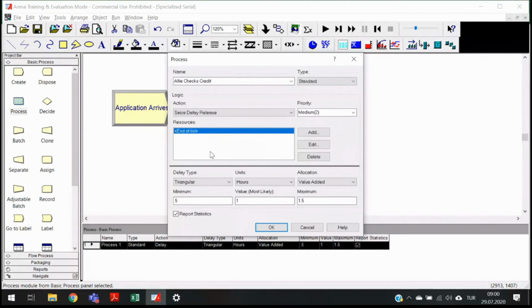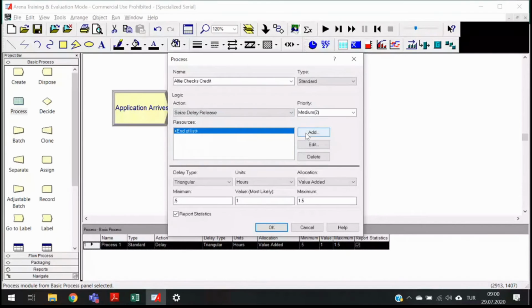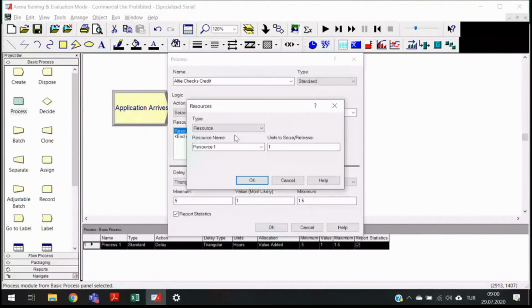Okay. So seize, delay, release, we say, and we need to choose the resources which are going to be seized, of course. I mean, if you choose delay only, you see there is no resource here. But if you say seize, delay, release, or any other of the three options, the question here is: which resource is going to be seized, delayed, and released? And we need to add a resource here. So the resource name will be Alfie. Okay, Alfie will be seized, delayed, and released. And the units to seize and release, one.